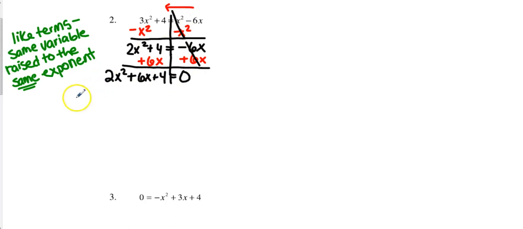Now that this is equal to 0, I can keep going. I can identify A, B, and C. I'm actually going to shift this over here, and I'll be doing my quadratic formula work over here. So on your own, go ahead and identify A, B, and C, and we'll see if we match. Press pause. I have A equals 2, B is 6, and C is 4.